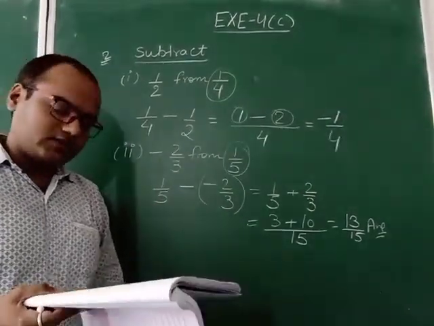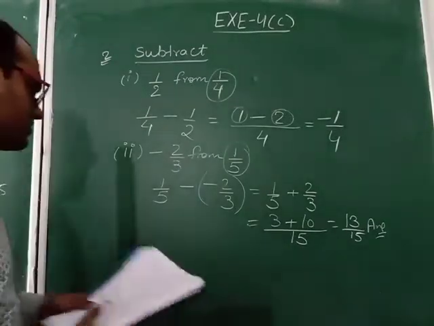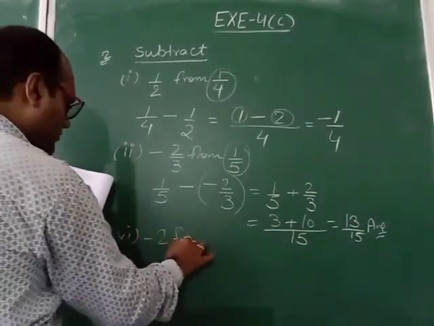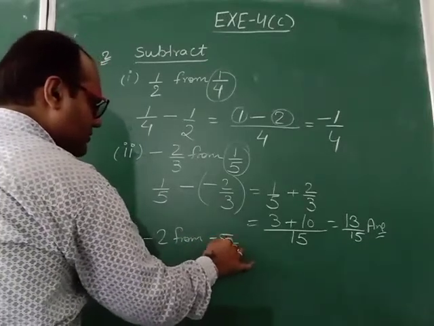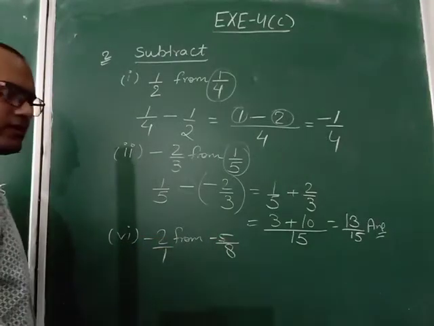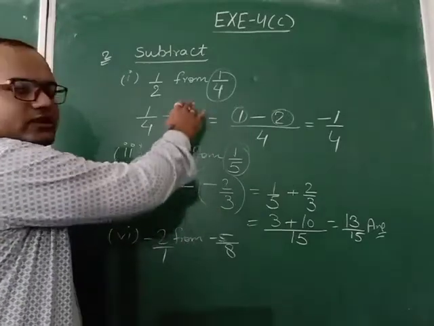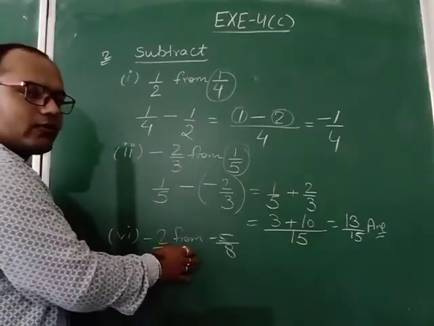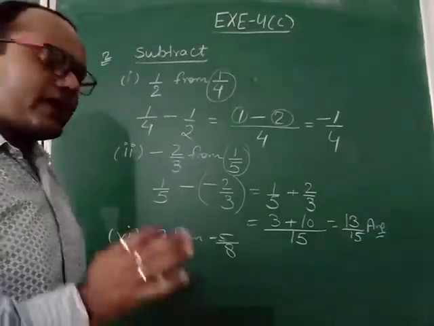In some of the parts, in the denominator nothing is given, as in the sixth part. Sixth part question is minus 2 from minus 5 upon 8. So here in the denominator you have to take 1. Rest of the work is same. We have to use the same steps, which steps we had followed in these two parts. Same steps we have to follow here also. So these all parts are same. You have to try these parts by yourself.